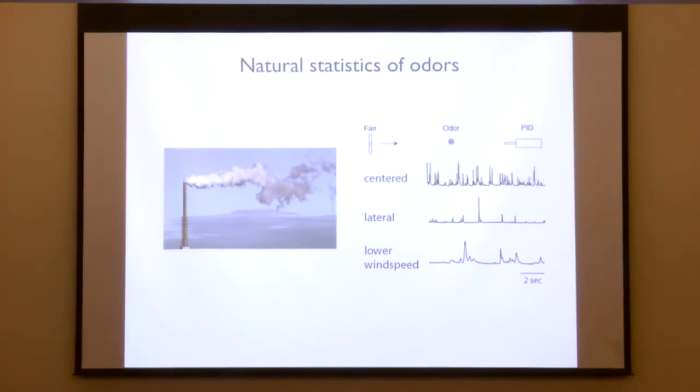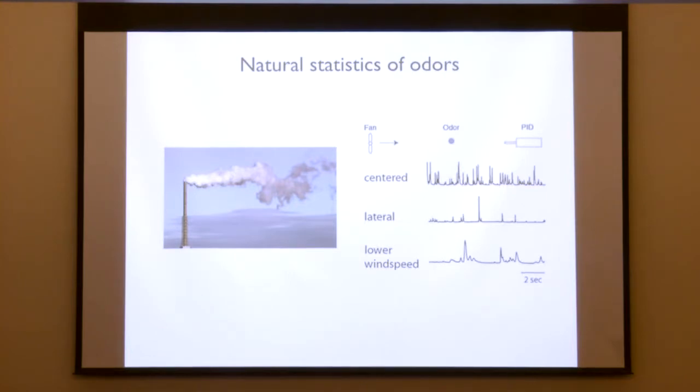And we can get a measurement of that in the lab by placing an odor source in front of a fan and measuring downwind with a device called a photoionization detector, which measures the odor concentration as a function of time. And what you see, if you do that, is something like this, where most of the time there's no odor, and then you see these huge spikes in odor concentration. And the signal sort of fluctuates at very high frequency.